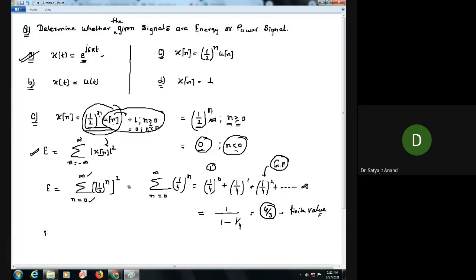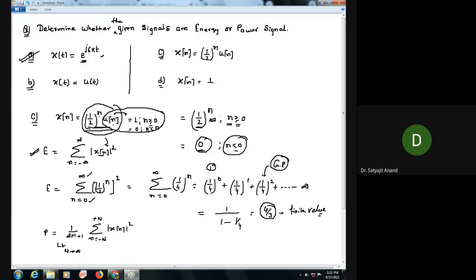Now coming to the power signal. So what is the power signal? That says 1 upon (2N plus 1), summation n equal to minus N to plus N, |x[n]| whole square, and limit N tends to infinity.